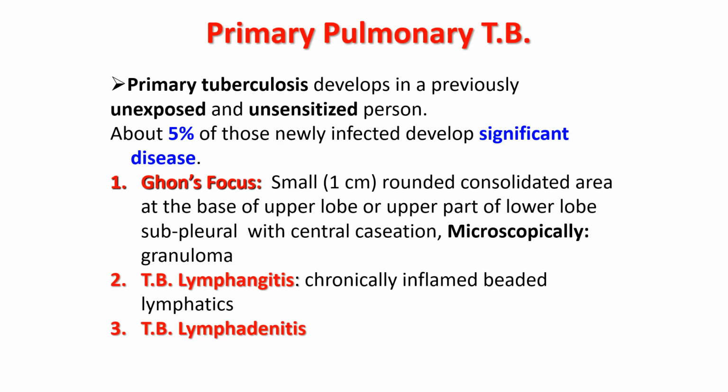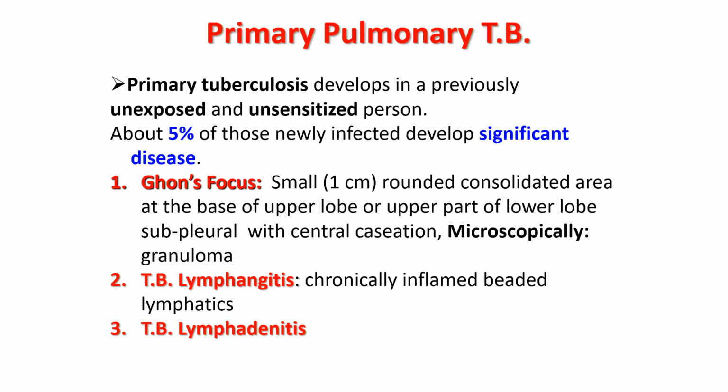Okay. Number 2 is TB lymphangitis. Lymphangitis is inflammation in the lymphatic vessels by TB bacilli. It is chronically inflamed lymphatic vessels. Okay. Third lesion will be TB lymphadenitis.